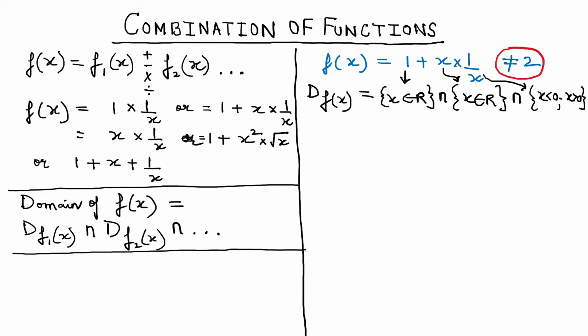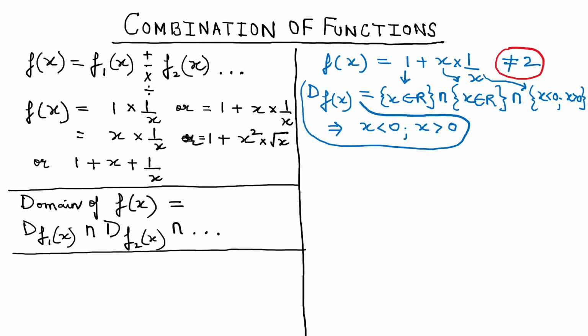Then you take the intersection, and once you have taken the intersection, you would say that the domain of f(x) is nothing but x less than 0 union x greater than 0. So this is nothing but the domain of the function f(x). And once you have specified the domain of the function, it is only thereafter that you talk about the range of the function.